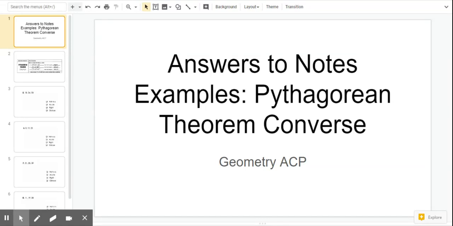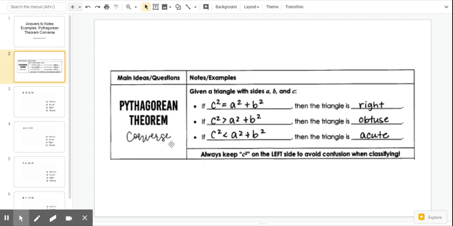All right, let's go over the answers to the examples from the notes from last time on the Pythagorean theorem converse. So just a reminder of what this converse tells us. If you have a triangle, the side lengths can tell you whether it's right, obtuse, or acute. This is the Pythagorean theorem: a squared plus b squared equals c squared. If that's true, then the triangle is a right triangle.